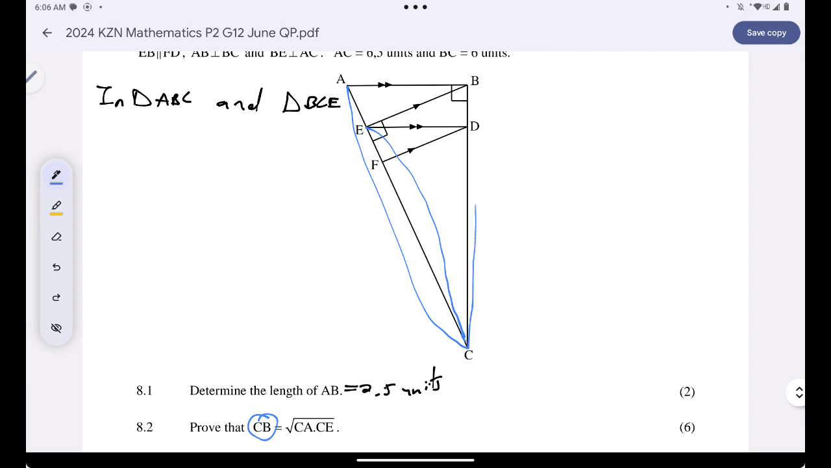So if this is my common side, let me show it in red. If this is my common side together, B appears on this triangle, and BC also appears on the bigger triangle. So that's why I'm using those two triangles to prove that together. So the first thing that I know is that angle C is common.